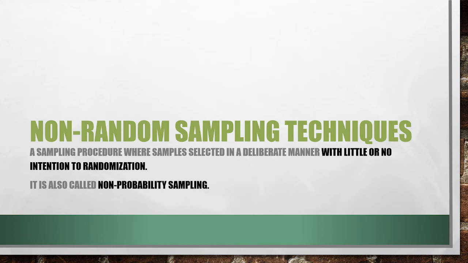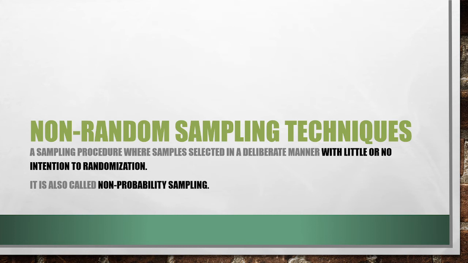Non-random sampling techniques are a sampling procedure where samples are selected in a deliberate manner with little or no intention of randomization. It is also called non-probability sampling. So, just because we are saying here that we will no longer have randomization does not mean that our experiment or study is full of bias, just because we have no intention for randomization.